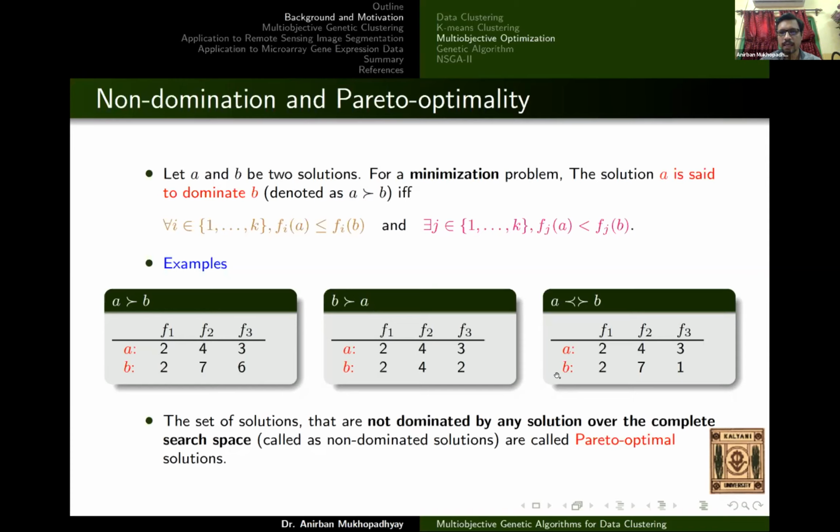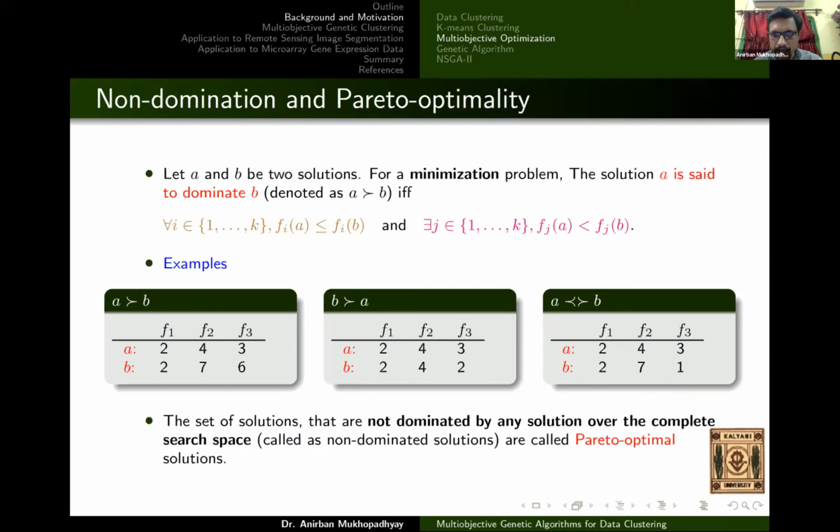But in the third case, they are the same for f1, but for f2 A is better and for f3 B is better. So in this case, we cannot say that solution A dominates solution B or that solution B dominates solution A.